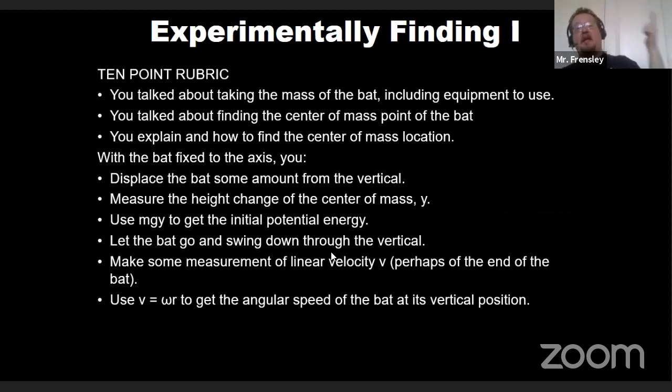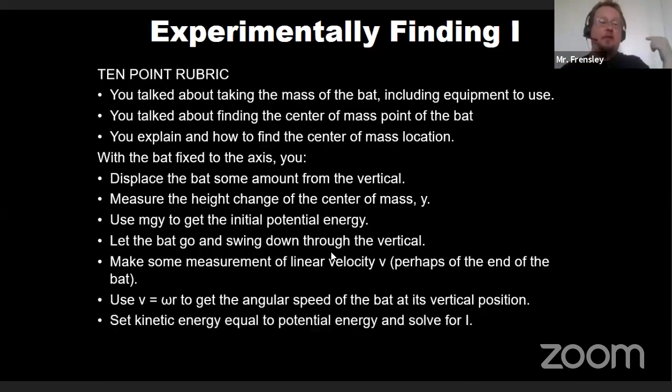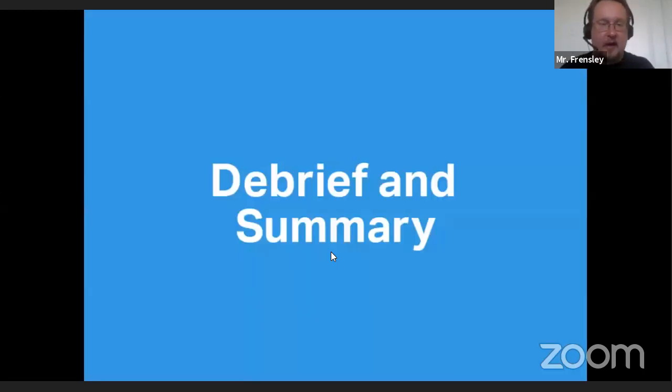Okay. Then if you have ω, then you can write this equation. mgy, you know all those numbers, that's potential energy, equals 1/2 Iω². You got the ω, you can solve for the I. Okay, I'm way over time.